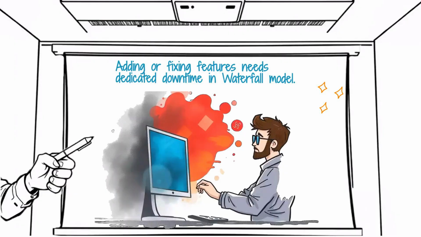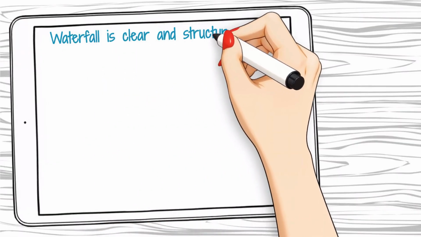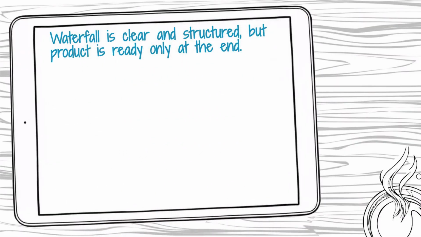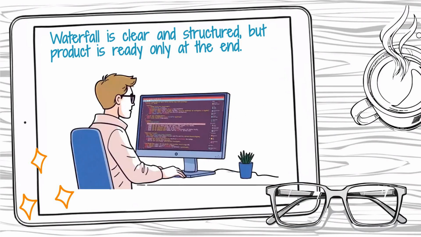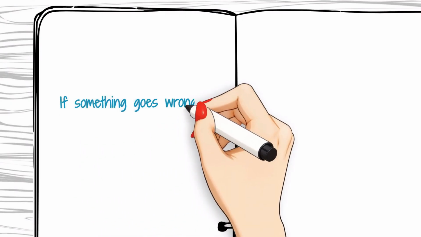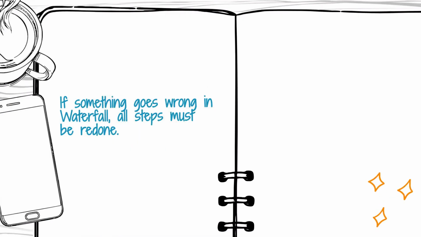or faulty results." He explained, "Waterfall is simple and structured with clear prerequisites and documentation, but the final product is available only after the entire development cycle. And if something goes wrong, you have to redo the entire series of steps again and again."